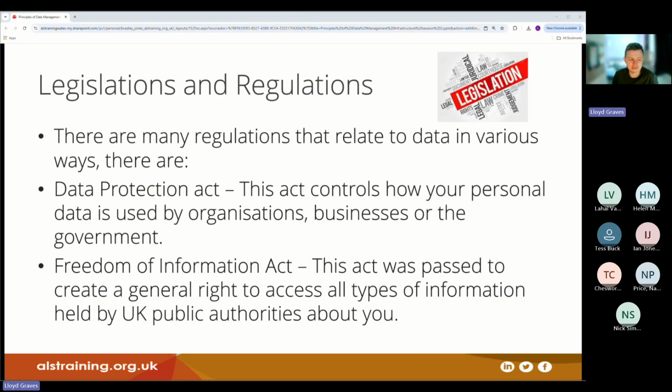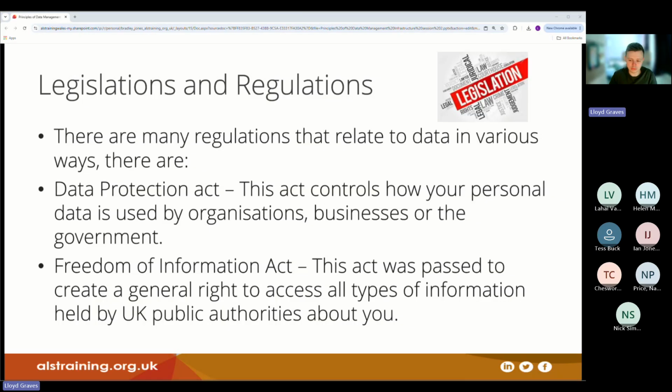But a couple of examples I've given is the Data Protection Act. Obviously, the Data Protection Act controls how your personal data is used by organisations, businesses, or the government. It works alongside the General Data Protection Regulation as well. You could note, and you've also got things like the Freedom of Information Act. It was passed to create a general right to access all types of information held by UK public authorities about you.